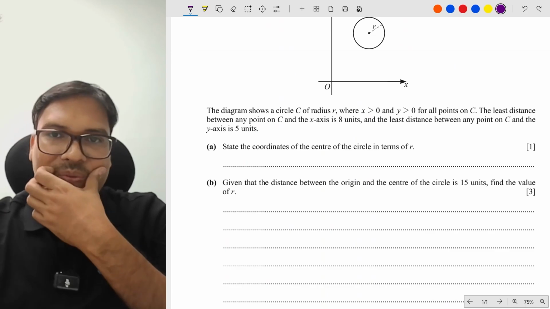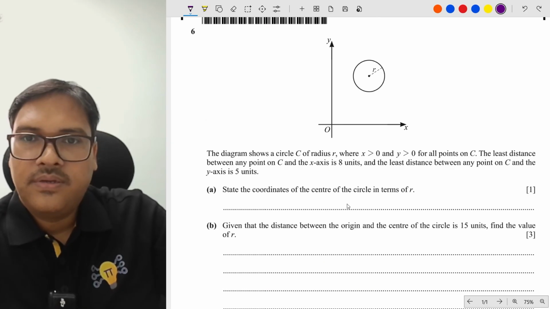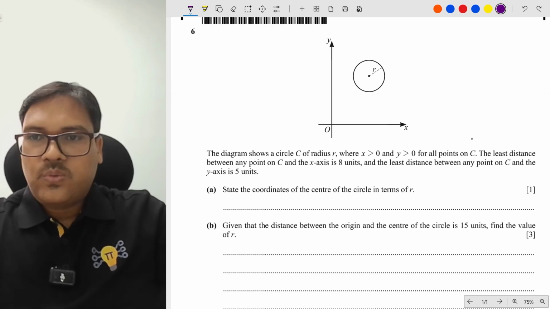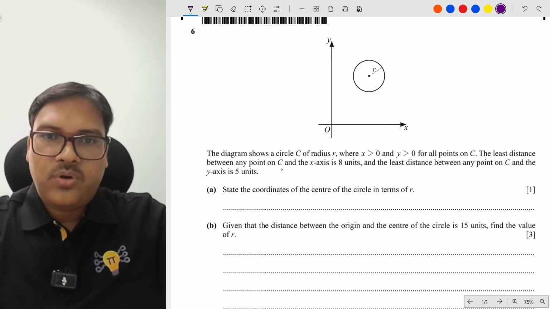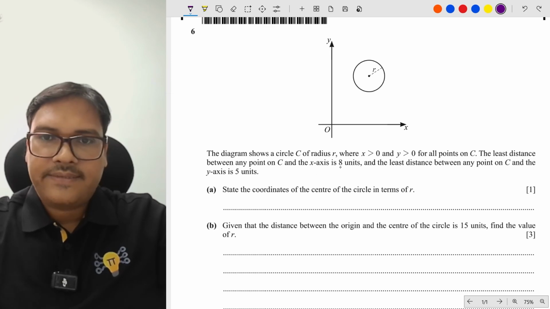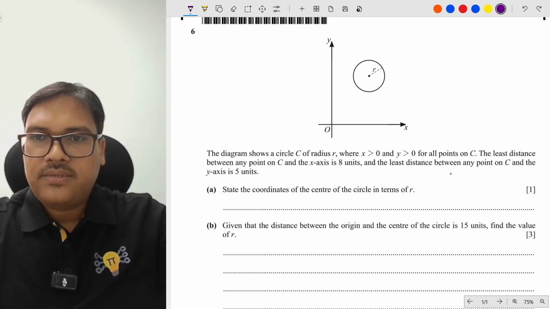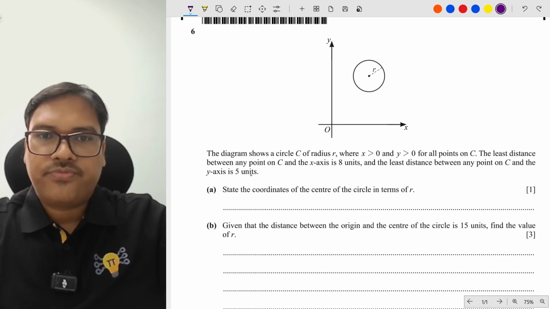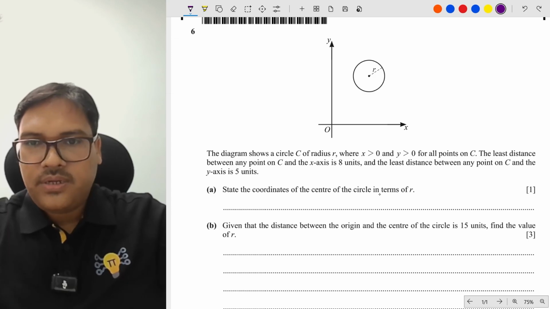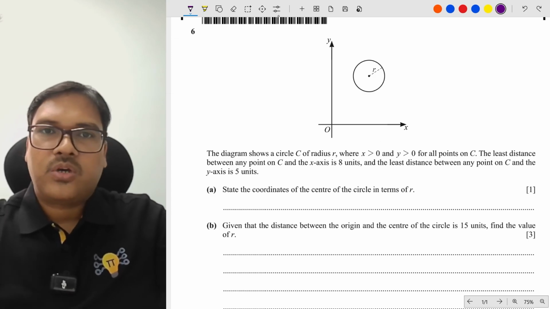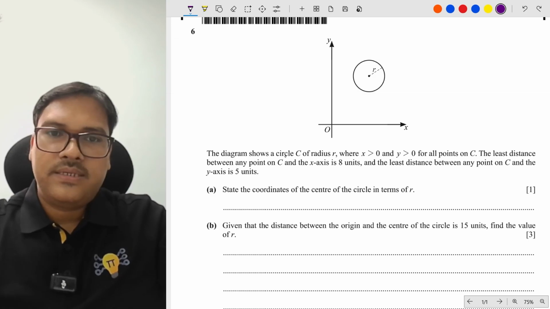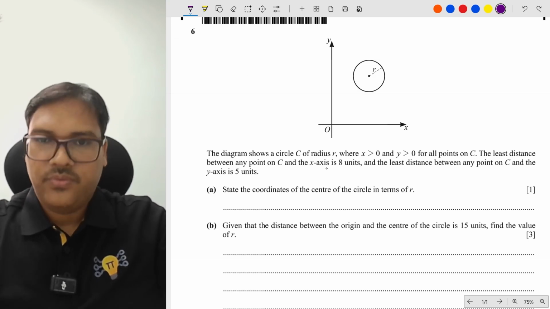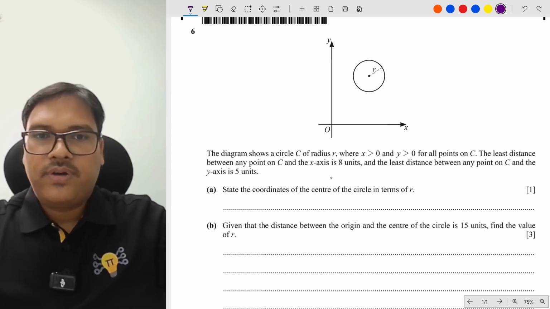The diagram shows the circle C. x is greater than 0, y greater than 0 for all the points in the first quadrant. The least distance between any point on the circle C and the x-axis is 8 units. The least distance between any point on C and the y-axis is 5 units. Find the coordinates in terms of r. So the least distance of a point on the circle from the x-axis is 8, and from the y-axis is 5.